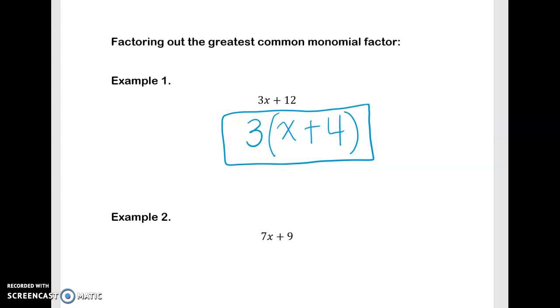If we wanted to check our answer, we could do the distributive property. 3 times x would be 3x. 3 times 4, positive 4, would be positive 12. This is correct because that's what we had to begin with.